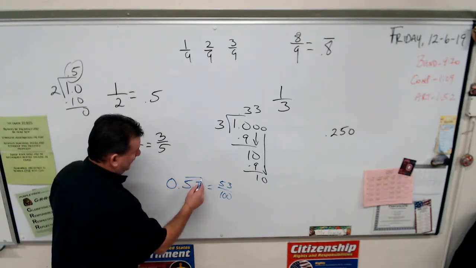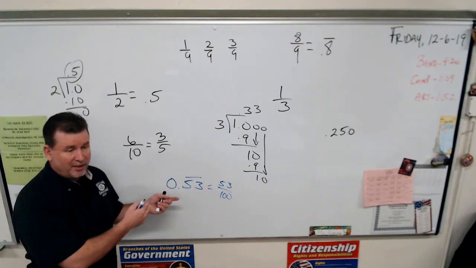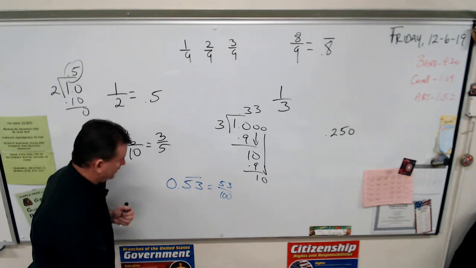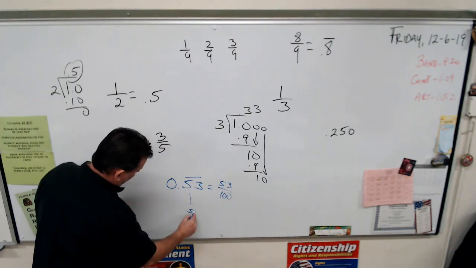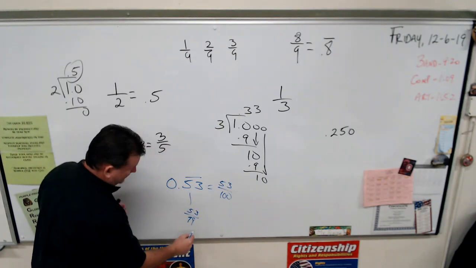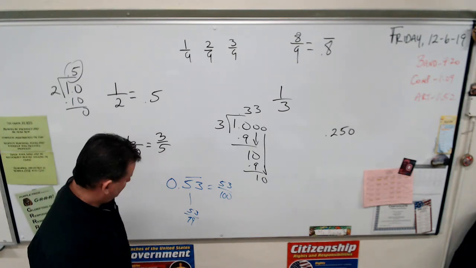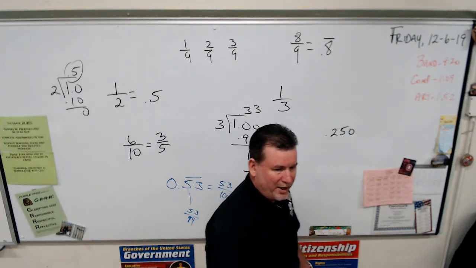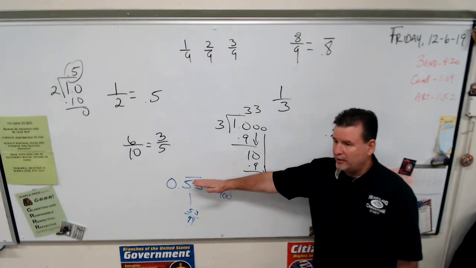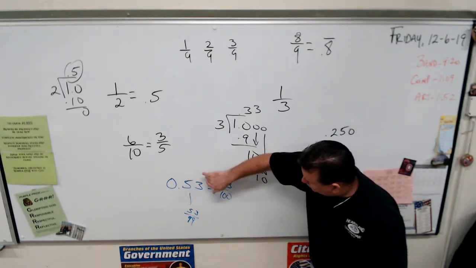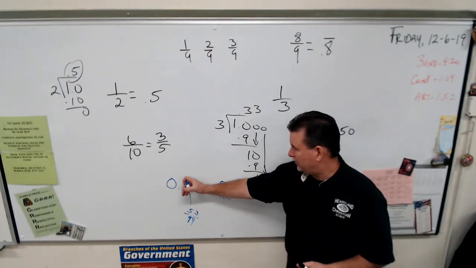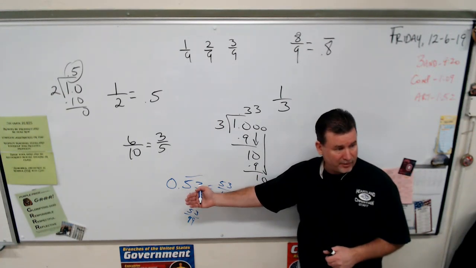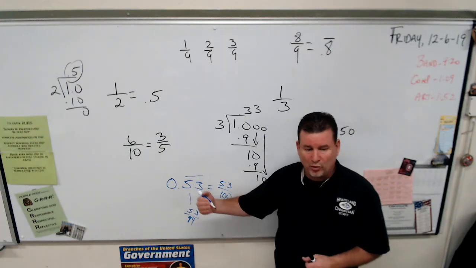0.53 repeating. So it's a little tricky, because if it was strictly 0.53, it would be 53 hundredths. Here it's 53 99ths. It's just a little tweak to show the difference between straight 0.53 and 0.53 repeating, because they're not exactly the same number, right? They're not.